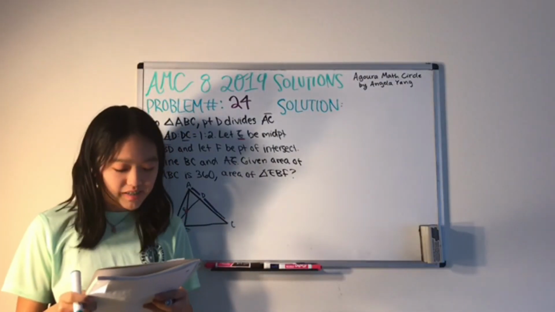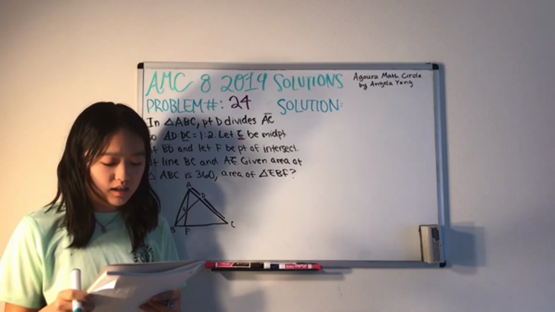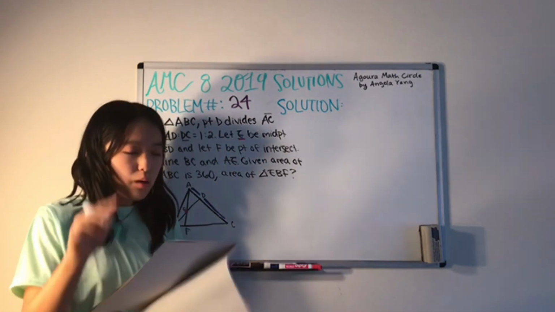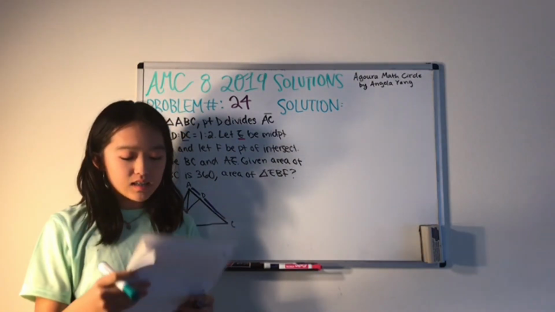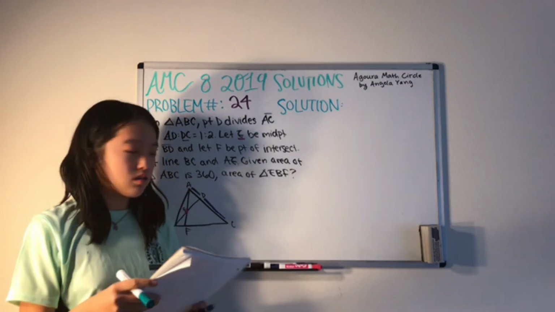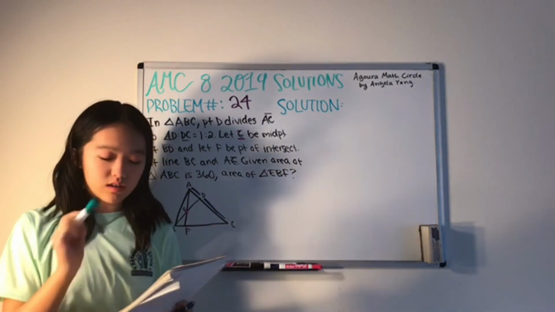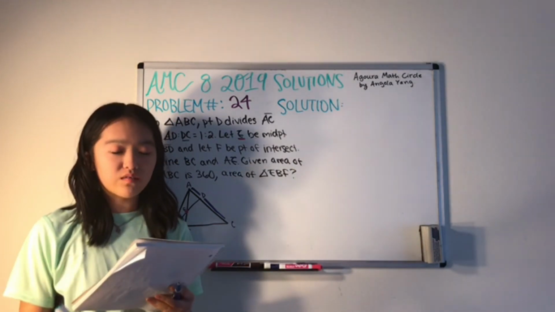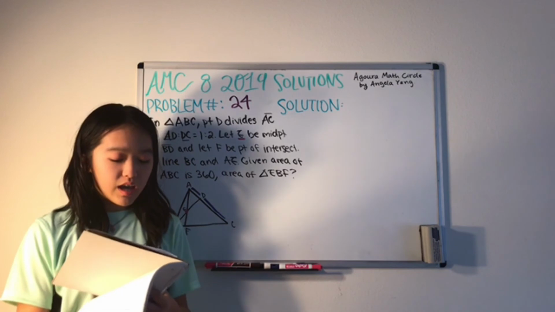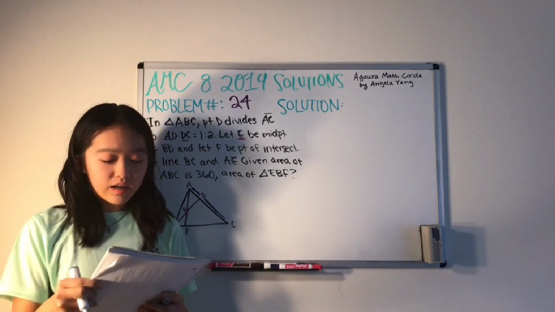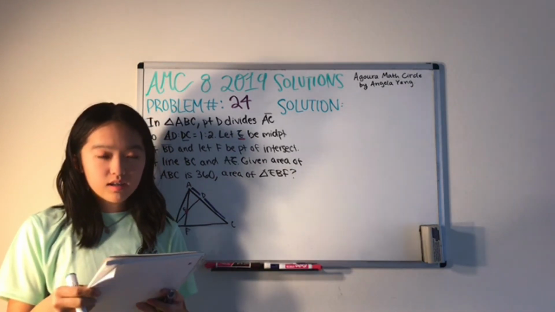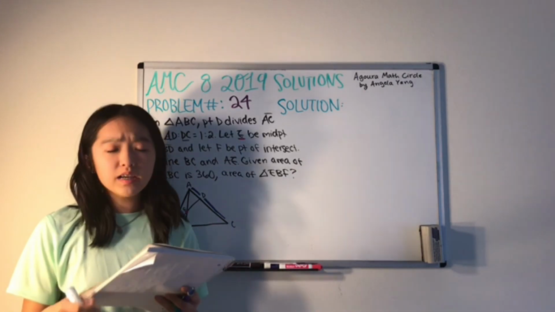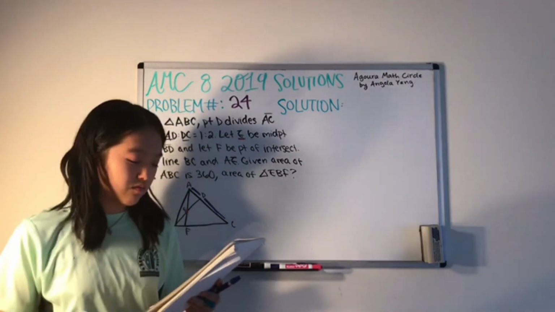Problem number 24 states, in triangle ABC, point D divides side AC so that the ratio of AD to DC is 1 to 2. Let E be the midpoint of BD, and let F be the point of intersection of line BC and line AE. Given that the area of triangle ABC is 360, what is the area of triangle EBF?